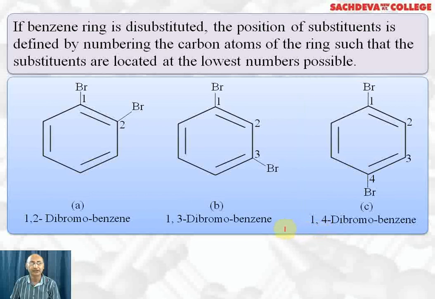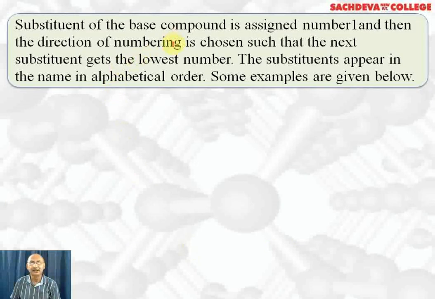Their common names are also important. In the common system, these are called ortho-dibromobenzene, meta-dibromobenzene and para-dibromobenzene. And IUPAC names are quite simple. We have to give them positions: 1,2-dibromobenzene, 1,3-dibromobenzene and 1,4-dibromobenzene. The substituent of the basic compound is assigned number 1, and then the direction of numbering is chosen such that the next substituent gets the lowest number. The substituents appear in the name in alphabetical order.